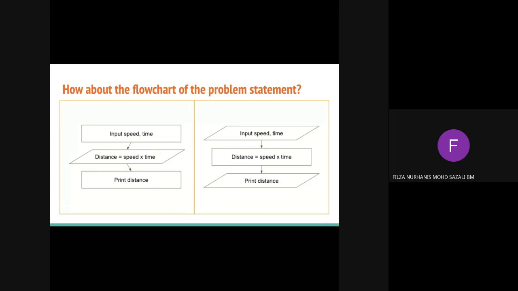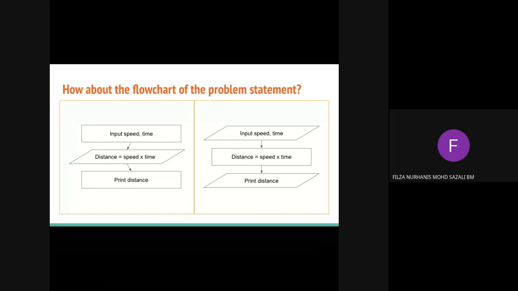Okay. How about the flowchart of this problem statement? Okay, kat sini, mana yang flowchart yang betul based on the problem statement tadi? The kanan one. Kanan, Miss. Kenapa kanan? Bentuk dia. Arrow dia, miss. Arrow and shape. Okay.